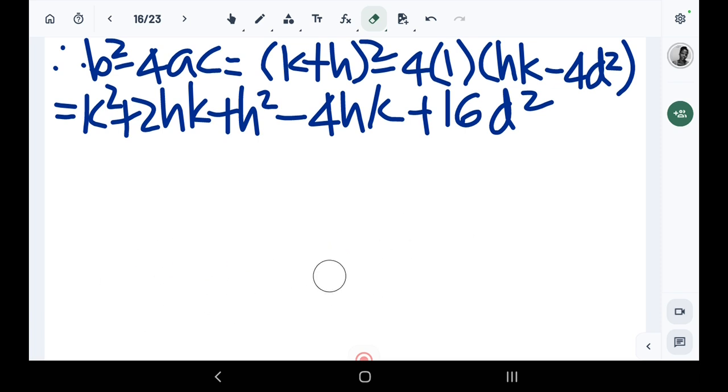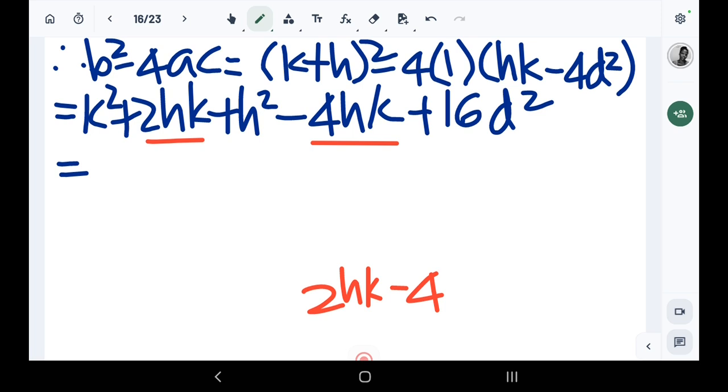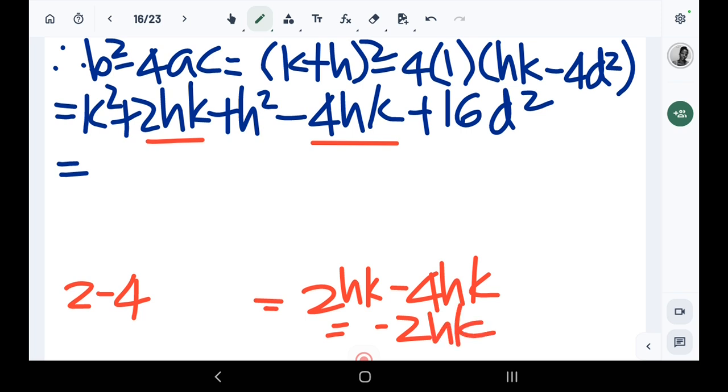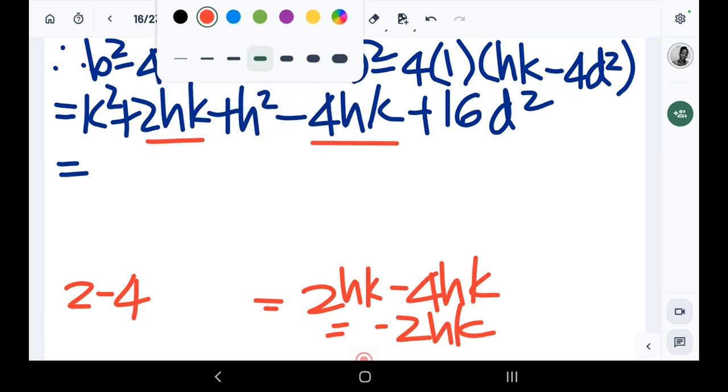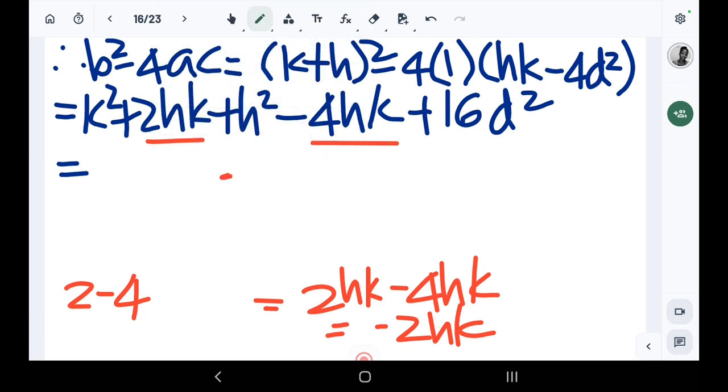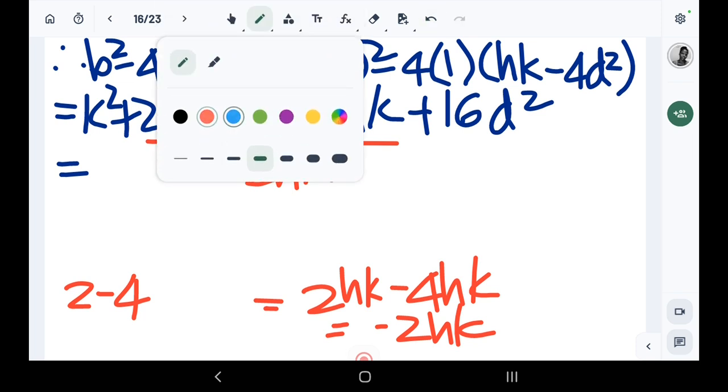Right, let's add like terms. Let's see if there are any like terms. 2hk and negative 4hk are like terms. 2hk minus 4hk is the same as 2 minus 4, which is negative 2, so that is negative 2hk.